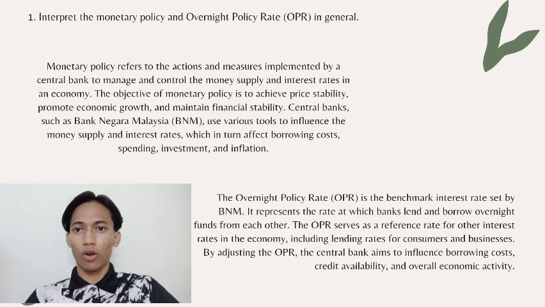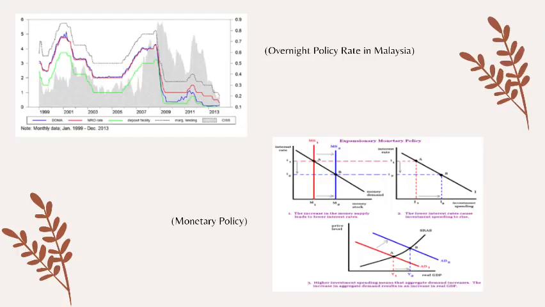The overnight policy rate (OPR) is the benchmark interest rate set by BNM. It represents the rate at which banks lend and borrow overnight funds from each other. The OPR serves as a reference rate for other interest rates in the economy, including lending rates for consumers and businesses. By adjusting the OPR, the central bank aims to influence borrowing costs, credit availability, and overall economic activity. This is the example for overnight policy rate in Malaysia and monetary policy.